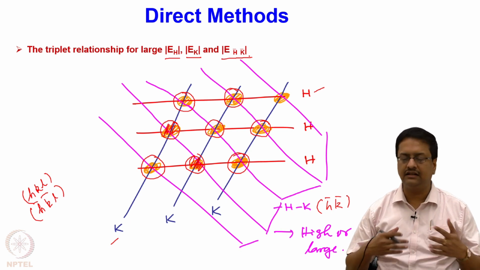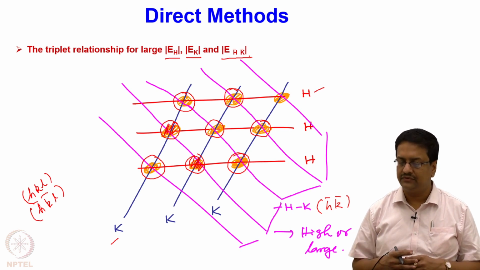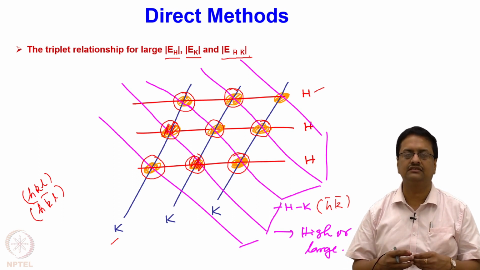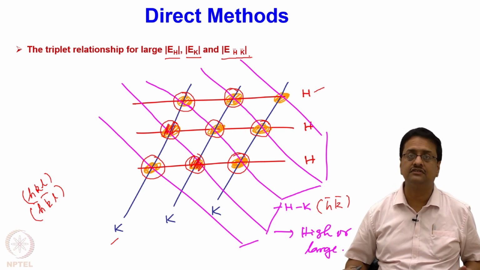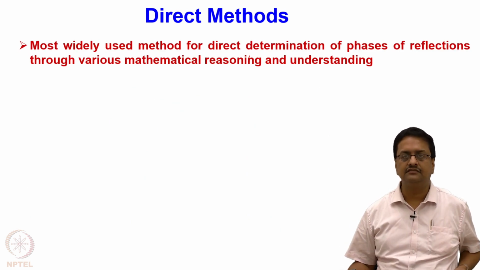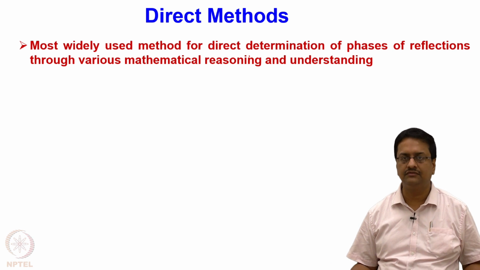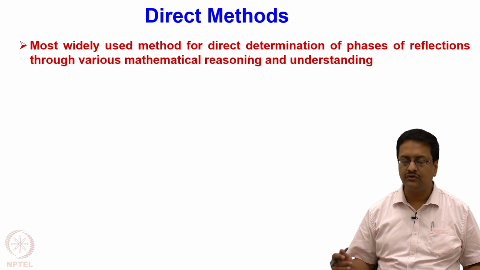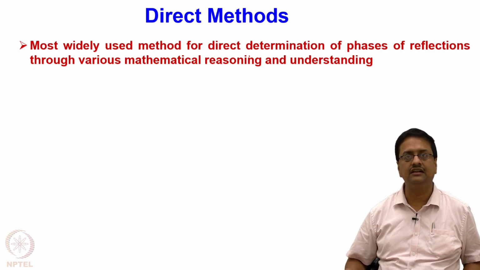All these understandings give us an indication of how large values of E can lead to a guess of the actual location of atoms, but it only talks about the closeness or proximity of those atoms to these planes. The direct methods are a large number of different methods, of which we will discuss a few, that have been used for a long time. This is the most widely used method for direct determination of phases of reflections through various mathematical reasonings.